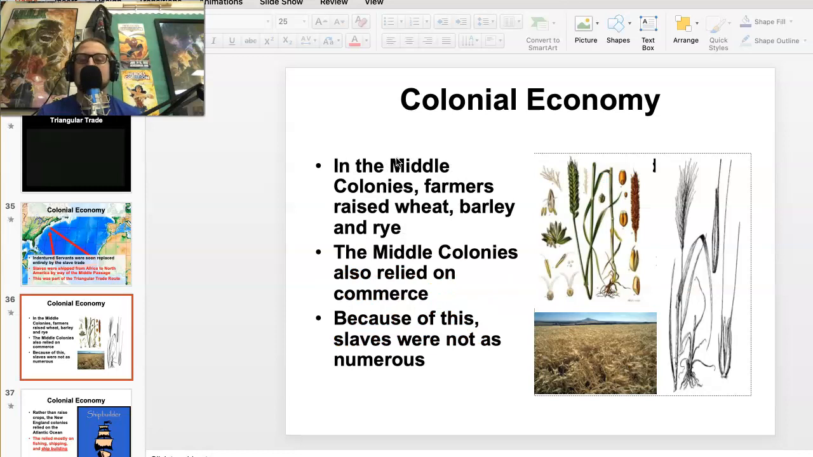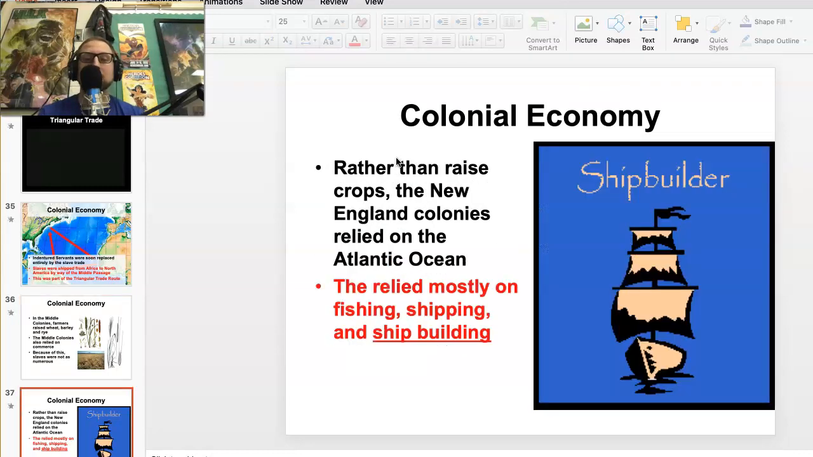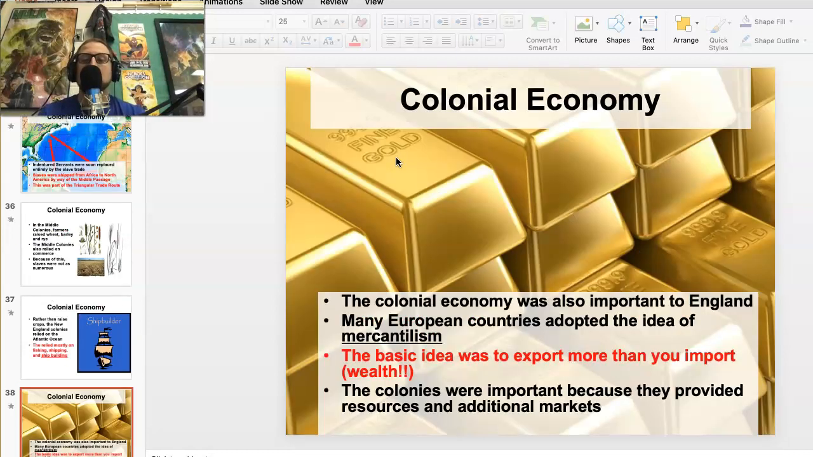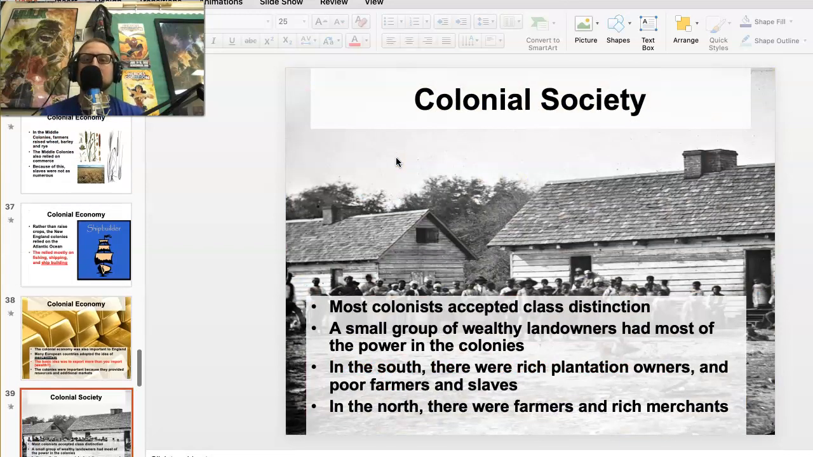Again, we talked about how the middle colonies rely on commerce, selling and buying things. The New England colonies rely on manufacturing, building things. The number one thing that made them money was the ships they built. Mercantilism means to sell more than you buy, export more than you import. That was the goal of all 13 colonies. If we're selling more than we buy, we're making money.